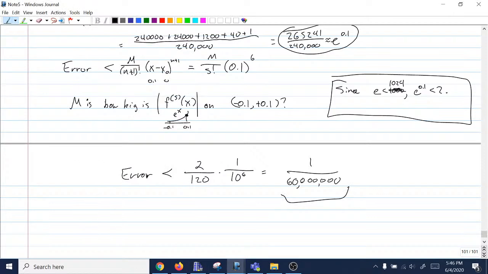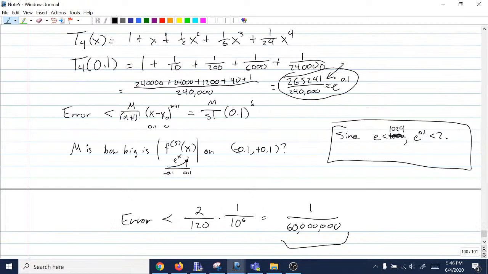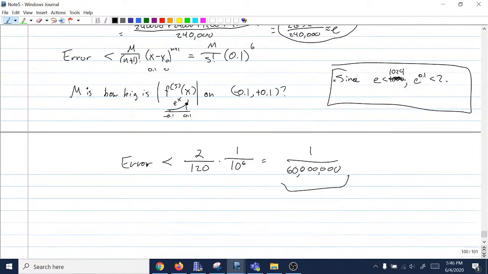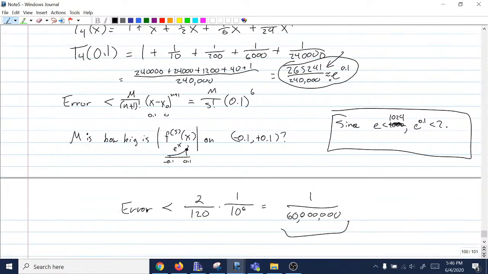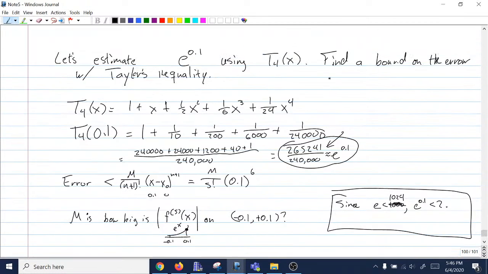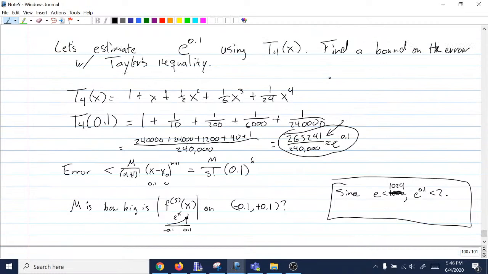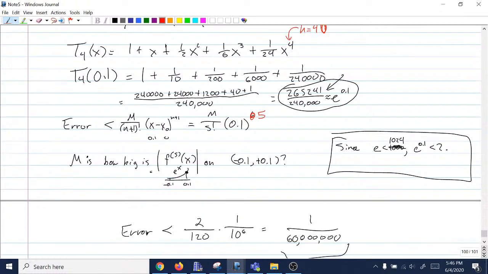Maybe we're off by a little more than we should be. There's a good chance I added these fractions wrong. Cool, that's Taylor's inequality. This is how I screwed up. N plus 1, n was 4. Not 4 factorial, just 4, excitedly. This should have been 0.1 to the 5 here. Our n plus 1 value is 5. I have too many zeros on there.